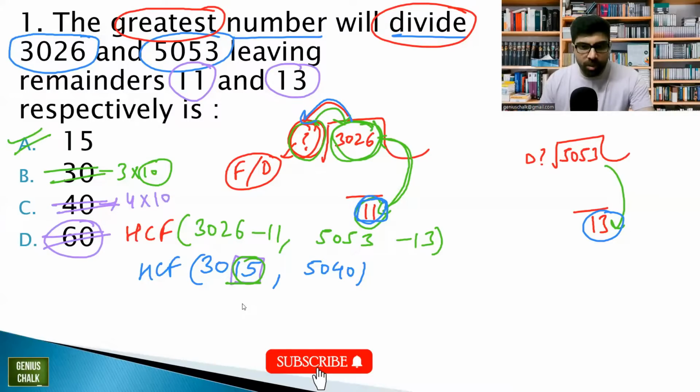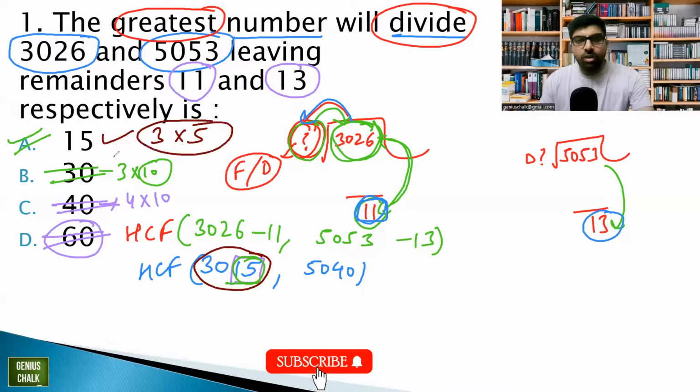Now let's confirm how it can become our answer. For that, we can check that 3015 is divisible by 15. For 15, it must be divisible by 3 and 5. So let's check whether this is divisible by 3. 3015: for 3, the sum of the digits should be divisible by 3. That means 3 plus 0 plus 1 plus 5 is 9. Yes, this is divisible by 3.